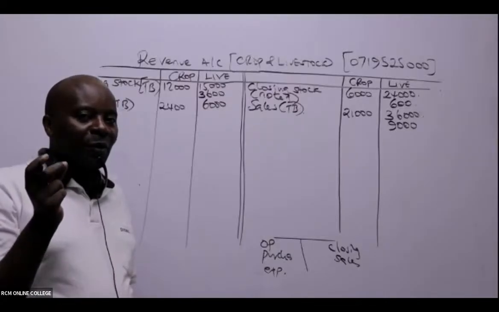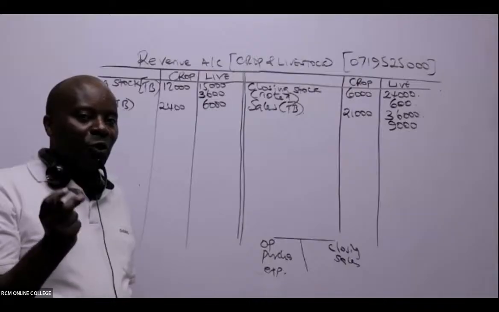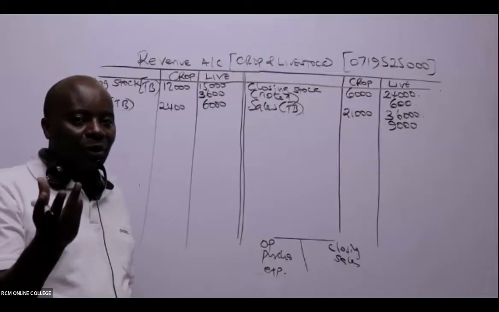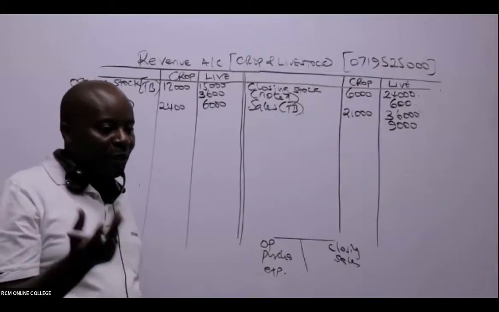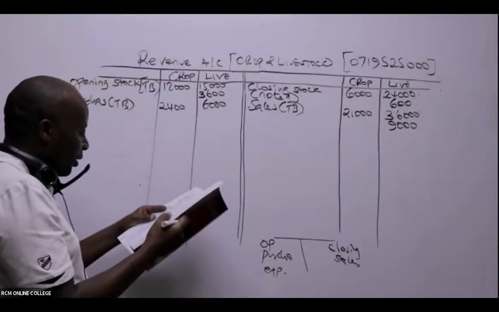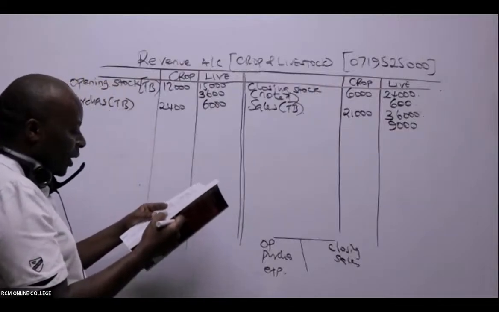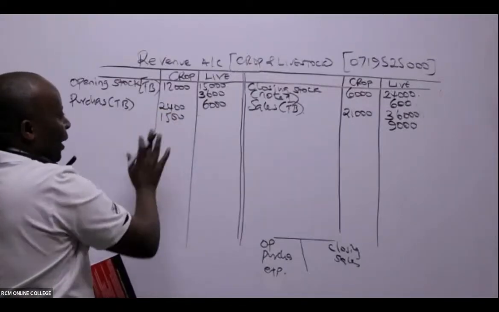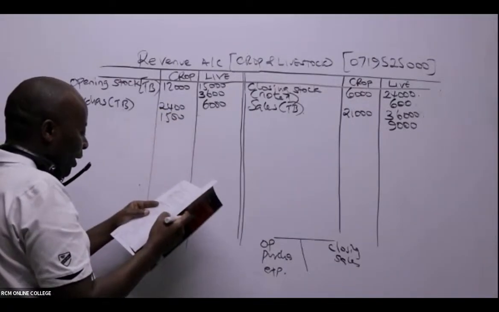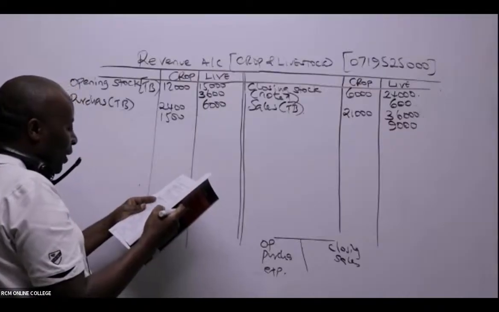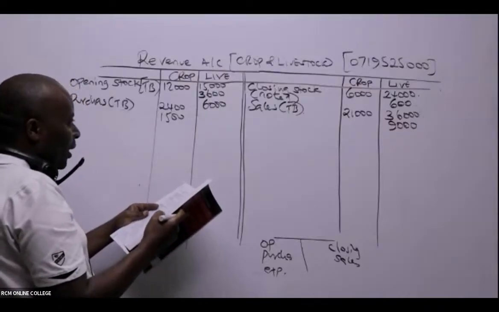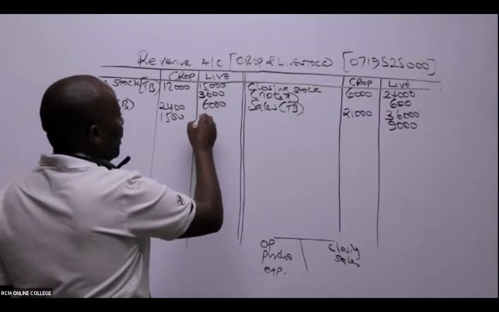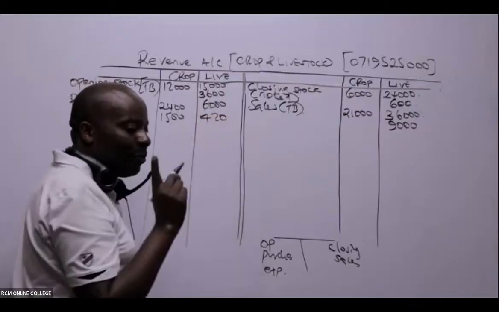We normally put fertilizer on crops to stimulate their growth, to enhance their growth. So fertilizer, in this case, we can see fertilizer 1,500. You don't have to write any other thing, you just leave it like that. So 1,500. And then, ladies and gentlemen, we have livestock feeds, 420. You are making very good progress.